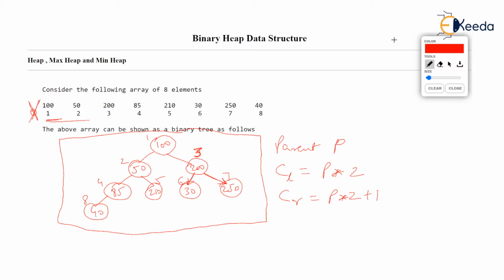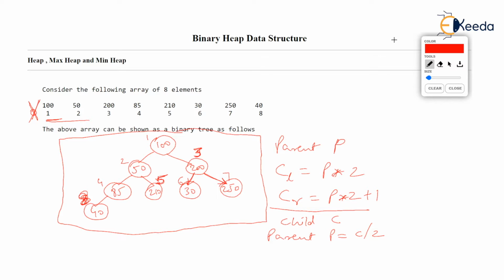And suppose we are given child number, C is the child number, then parent P is given as C by 2. Check this. If you are talking about eighth node, here is the eighth node. Then where is the parent of eighth node? 8 by 2, that is 4. Or where is the parent of fifth node? 5 by 2, that is 2. You know all this relation, isn't it?